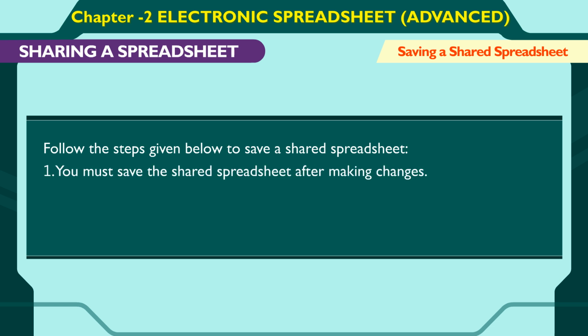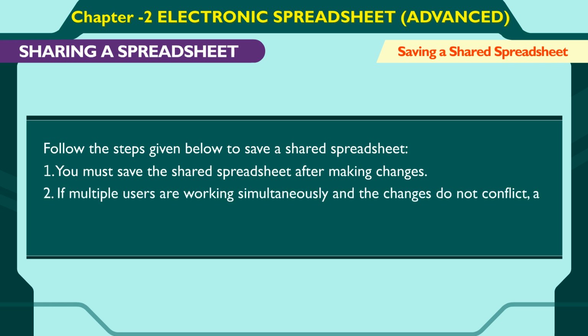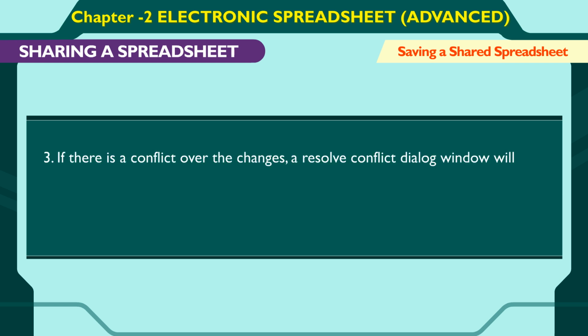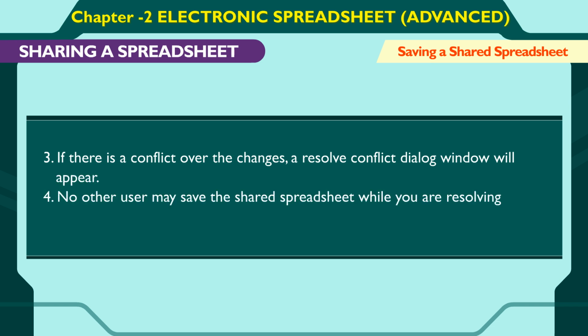1. You must save the shared spreadsheet after making changes. 2. If multiple users are working simultaneously and the changes do not conflict, a message stating that the spreadsheet has been updated with other users' saved changes will appear. If there is a conflict over the changes, a Resolve Conflict dialog window will appear. No other user may save the shared spreadsheet while you are resolving conflicts.